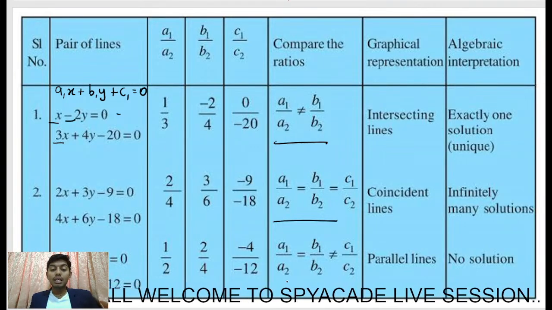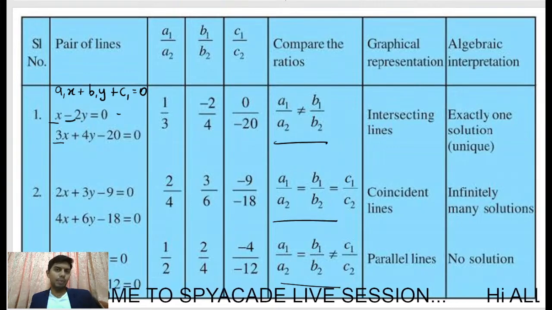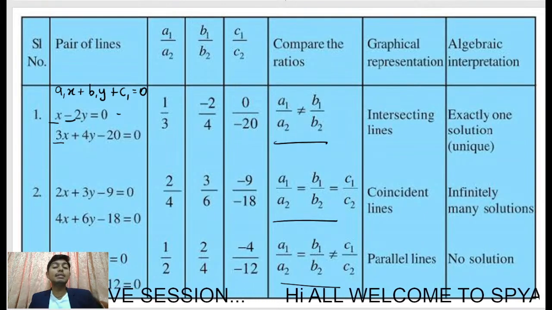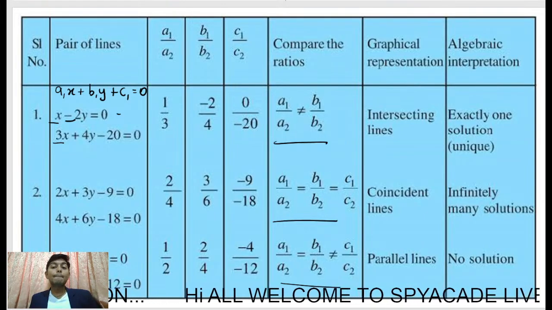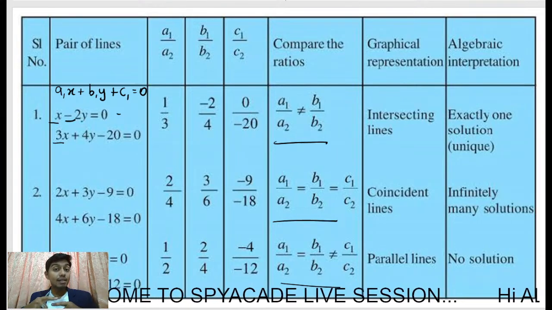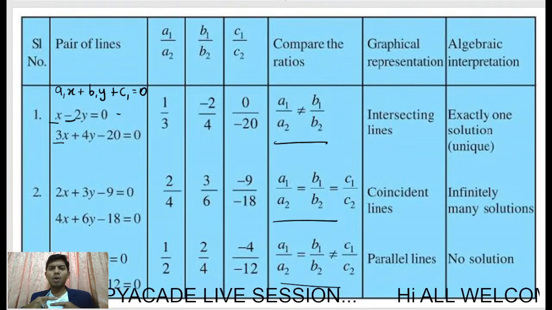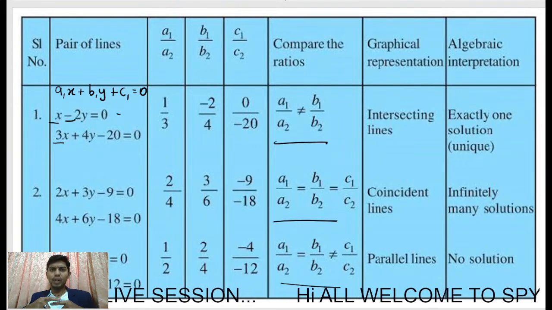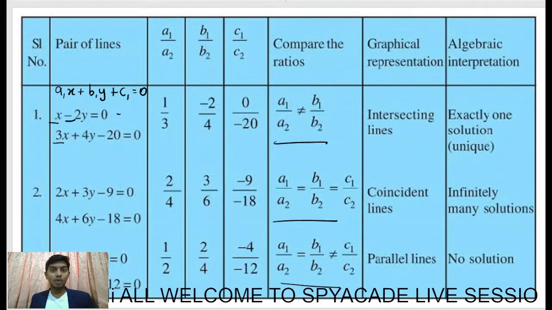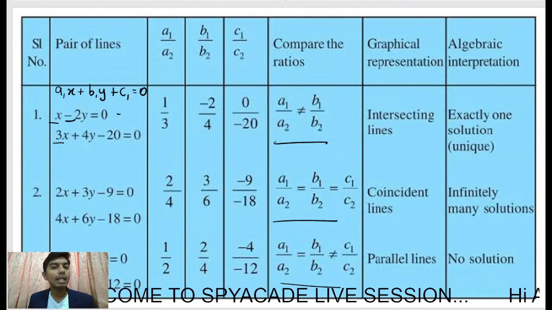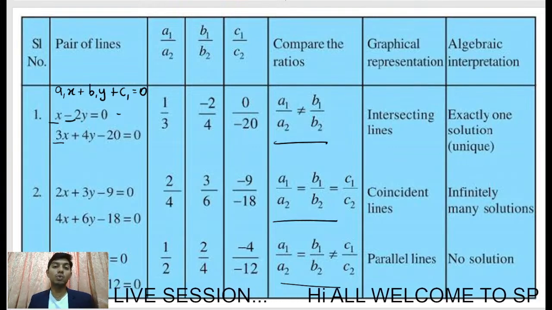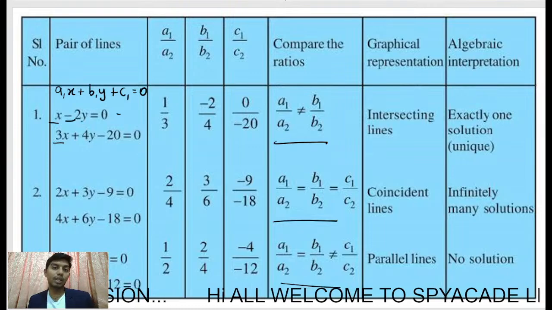And then the last one, a1 by a2 is equal to b1 by b2, but that is not equal to c1 by c2, which means that is parallel lines. So two lines that are parallel. When two lines are parallel, will they intersect or meet at any point? Two parallel lines, will they meet at any point? No, obviously they will not meet, right? So which means there won't be any solution. There is no meeting point, and so there is no solution. It does not meet at any point.